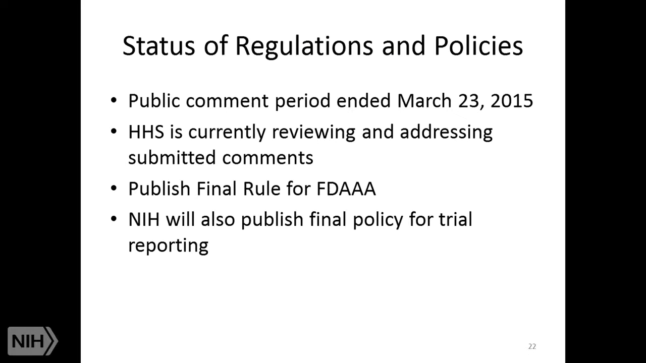So at this time, we're expecting finalization of the rules for FDA and the NIH policy in about late summer, early fall of this coming year.